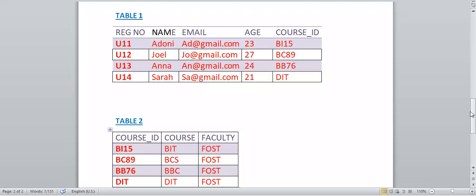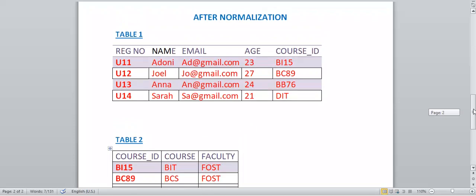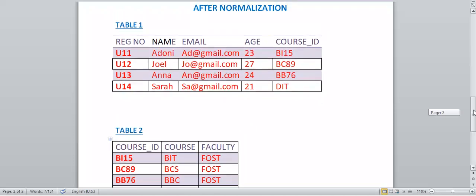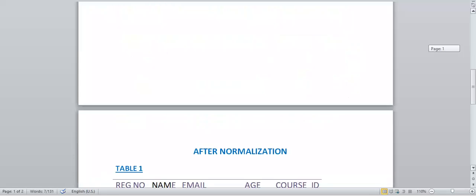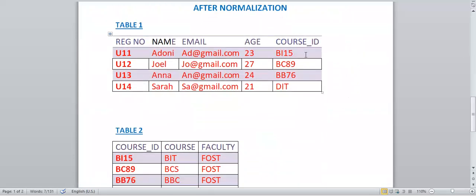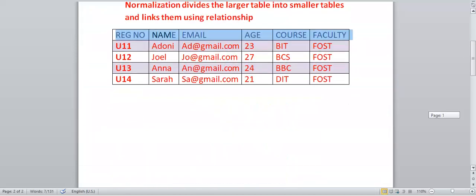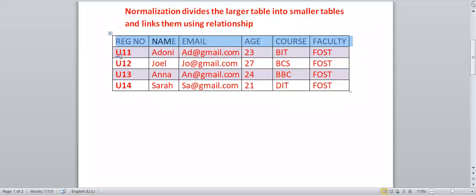And as we said, normalization divides a bigger table into small tables and links them using a relationship. So we have linked the 2 tables, table 1 and table 2, using the course ID. Therefore, here in the first table, it was very big. If you're looking at this person, the first person, Adon, and you want to know Adon's course, you have to follow up until you reach Adon's course as well.